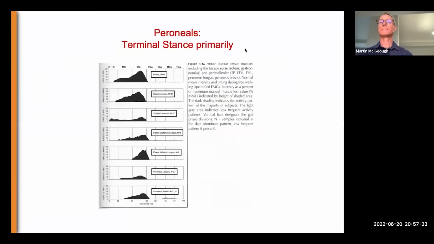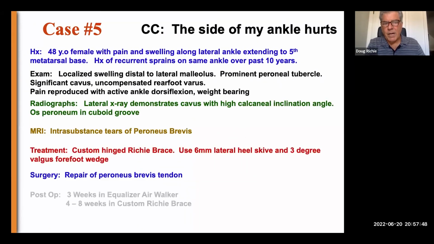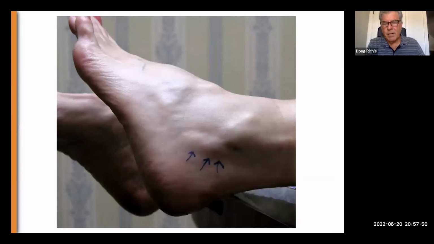And so if we look at the work of Jacquelin Perry, we see that the peroneus longus and the brevis fire in terminal stance only. They don't fire at mid stance and they don't fire during the contact phase. That's important to keep in mind. I'm going to keep going here. I'm going to show you why that's important in a moment.